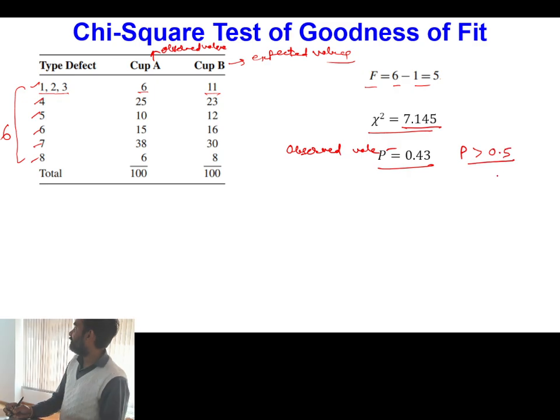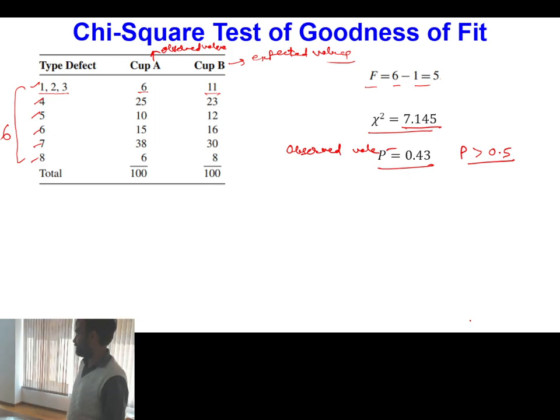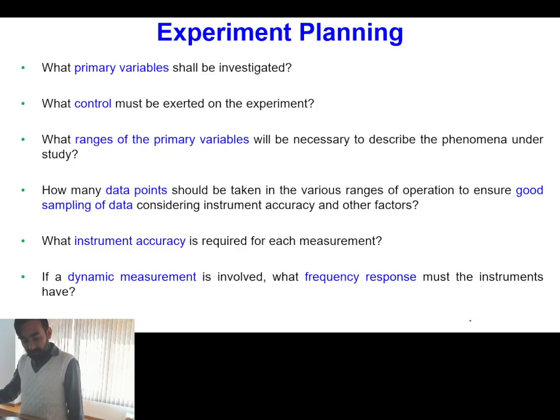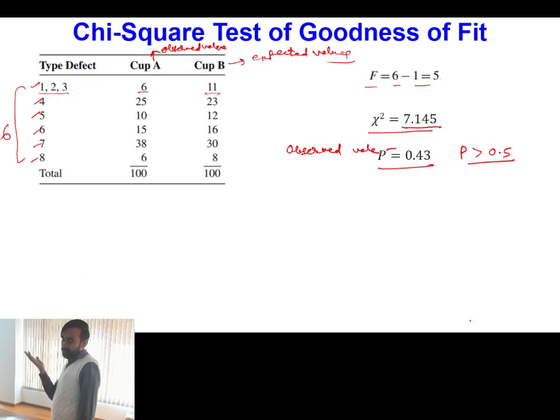Typically, if the value of probability, this P value, is greater than 0.5, then we say that the samples are having good correlation. If it is less than that, then we will be saying that samples are not having good correlation. So it means that cups which are fabricated from category A and category B are not having much correlation between the defects which we have observed. Is this point clear?